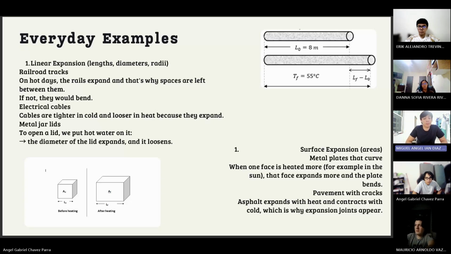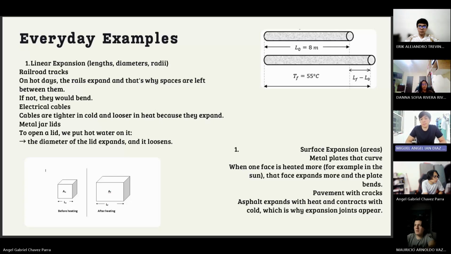Now electrical cables. Cables are tighter in cold and looser in heat because they expand. Metal jar lids: to open a lid, we put hot water on it. The diameter of the lid expands and it loosens. Sometimes when you have a pickles jar and you can't open it, some people put it under some heat so it loosens.